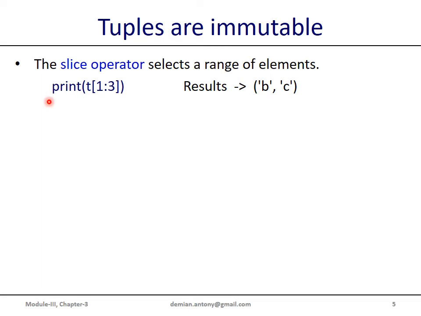We can use the slice operator to select a range of elements in a tuple. If we want the second and third elements, then we write the slice as 1:3. That is, the elements at index 1 and index 2 are returned, and we get the slice of the tuple as B and C.